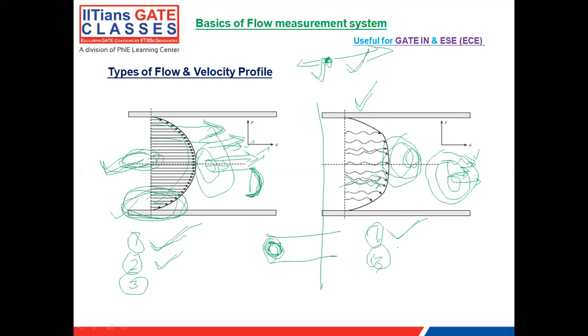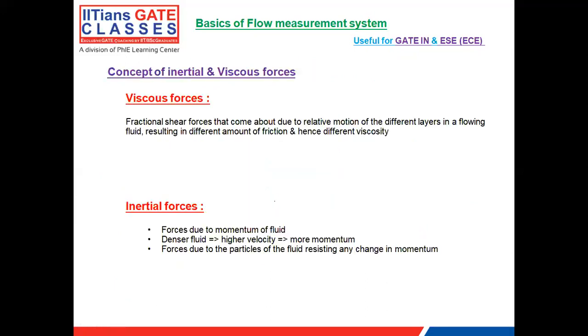And third point is that low viscous forces are there. We'll see when it comes to Reynolds number. Okay, so next is that concept of inertial and viscous forces. As I told, when we study the Reynolds number, basically it's a number that defines which one is more prominent, whether viscous force or inertial force is dominating. So that defines your Reynolds number.